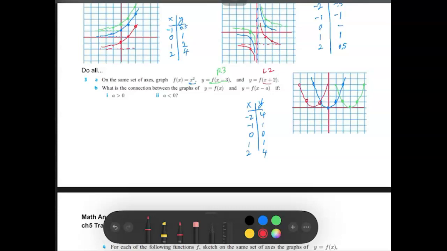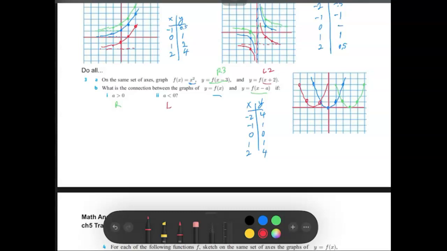And that'll be our parabola translated 2 units to the left. What is the connection between the graphs y equals f of x and f of x minus a if a is greater than 0 and if a is less than 0? So if a is greater than 0, then it's going to move to the right. And if a is less than 0, it's going to move to the left. And you're like, wait a second, wasn't it the opposite of what we would think?